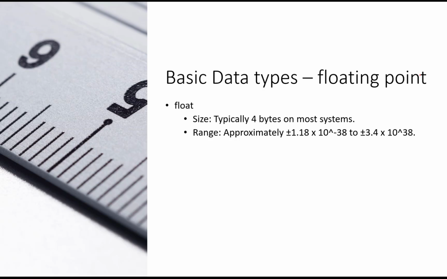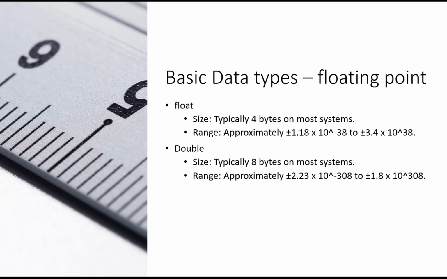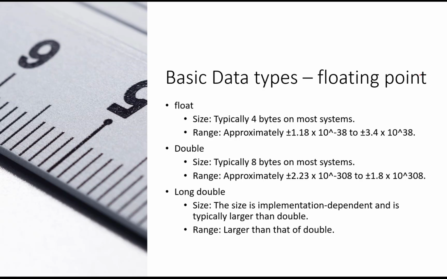If the value required is greater than this range, then you can go for double, whose size is 8 bytes, and accordingly the range will change. If you still need a greater size, then you can go for long double. The size is implementation dependent and is typically larger than double, which means it will be greater than 8 bytes but will depend upon how it is implemented in the system.